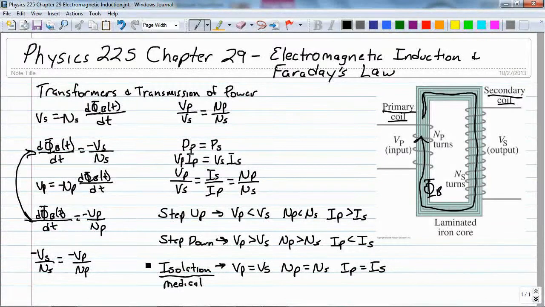So transformers are very useful, and the relationships are very easy to work with. So let's do an example.